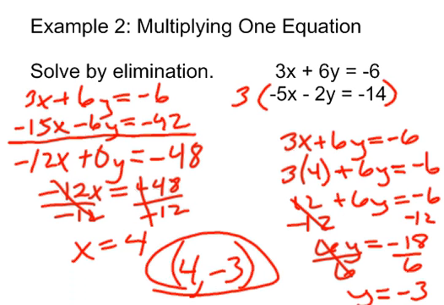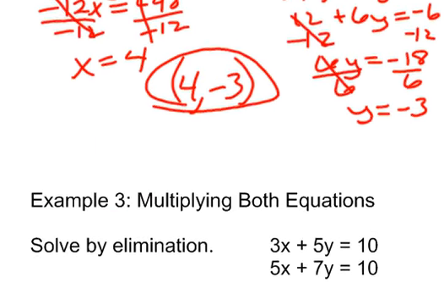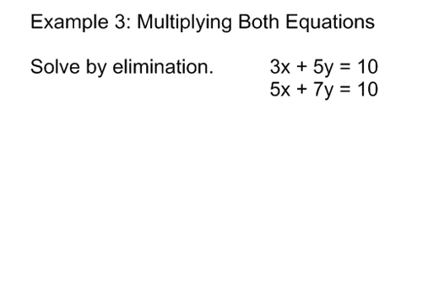Okay, now moving on to example 3. This time, once again, I'm going to show you one more trick. Now I look at these and I see nothing that I can combine right off the bat that will allow me to eliminate, just like in the first one. And in the second problem, we simply multiplied one of them and got one coefficient to match up with another coefficient. But in this case, we don't really have that opportunity.